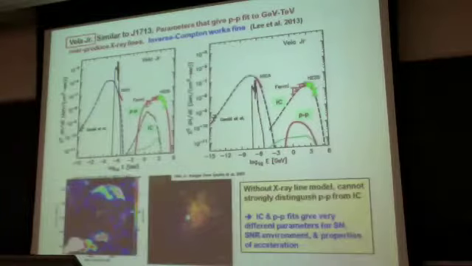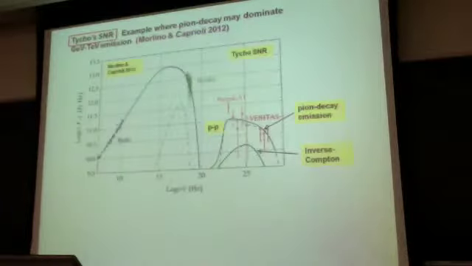Here's another remnant, Vela Jr., that we recently did. And again, if you don't include this thermal constraint, then you can get a good fit with either pi decay or inverse Compton. But once you include this thermal emission, then inverse Compton dominates over the proton-proton. And here's another one, this Tycho Supernova Remnant. You have this Fermi and VERITAS emission here. And the claim has been made that this is a clear case where you do have protons dominating with pi decay.